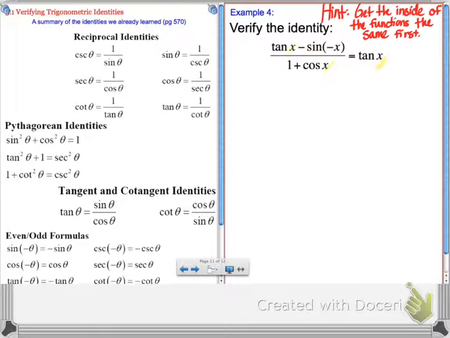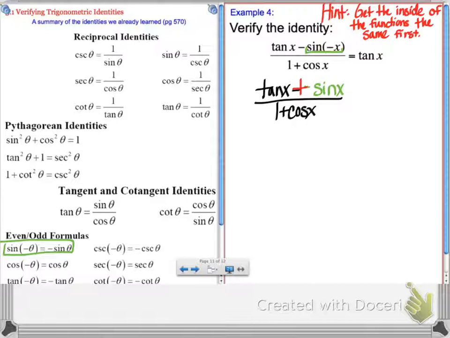In order to do that, I'm going to use the even-odd formula. And I'm going to copy everything else down, but sine of negative x can be replaced with negative sine of x. So don't lose your subtraction. The subtraction copies, but sine of negative x replaces with negative sine of x. Simplifying that, I end up getting tangent of x plus sine of x, all over 1 plus cosine of x.